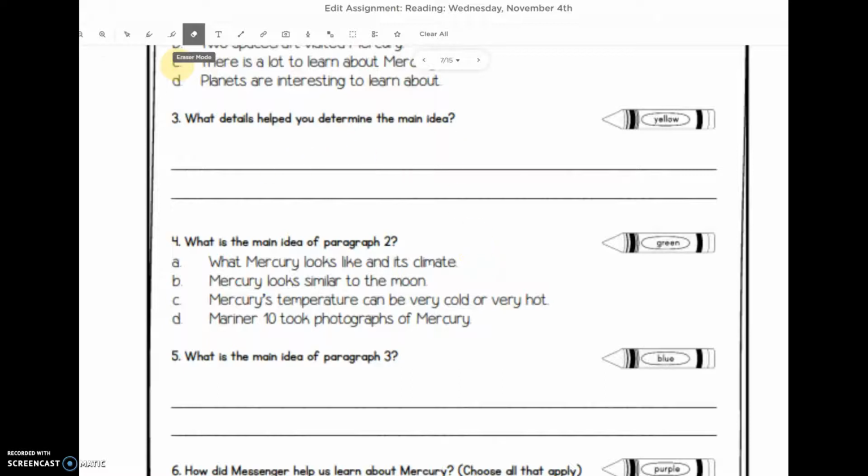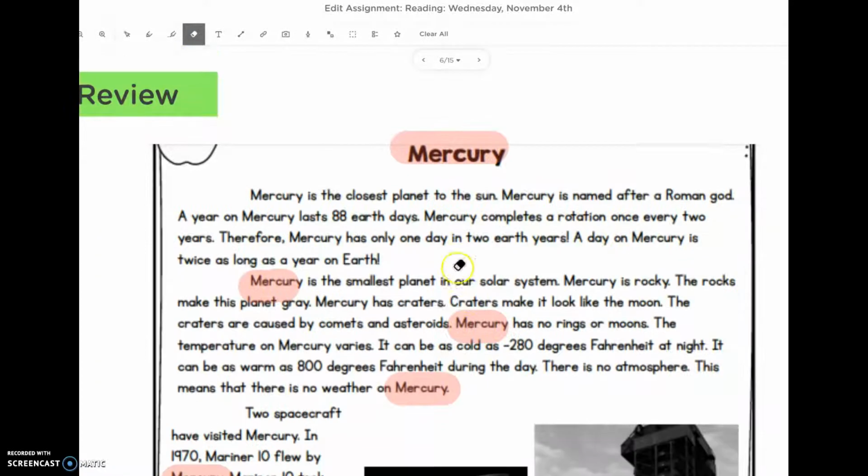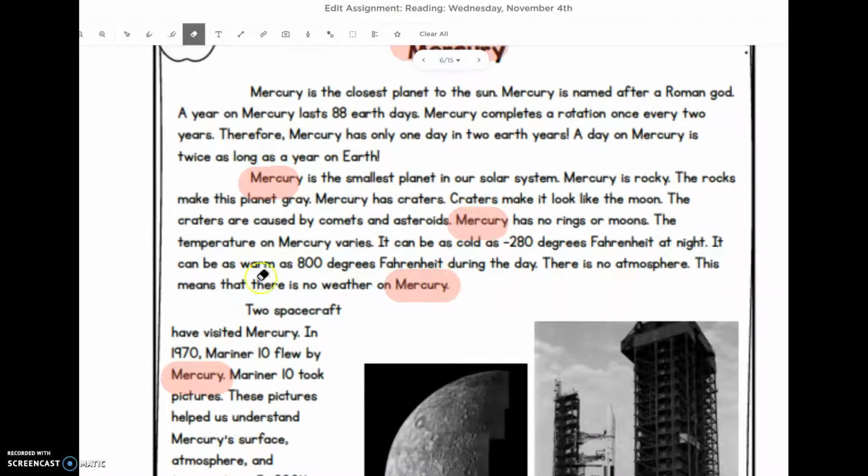For number 3, we are looking at details to help us determine the main idea. Remember, details are specific things that support the main idea. There is a lot to learn about Mercury. So in our text, we can look at headings for specific details about the main idea.